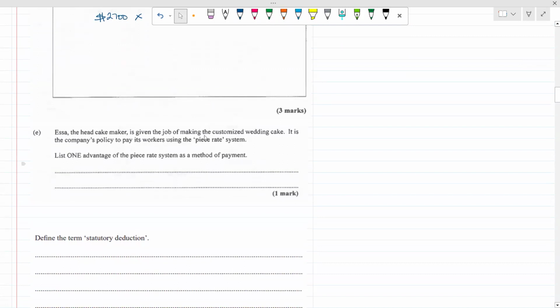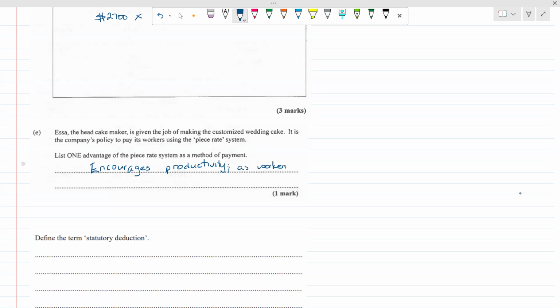Esther, the head cake maker, is given the job of making the customized wedding cake. It is the company's policy to pay its workers using the piece rate system. List one advantage of the piece rate system as a method of payment. Now, the piece rate system is a system whereby we pay workers based on the amount of units that they complete, right? The benefit of doing that is that it encourages productivity. Yes, because the more units they complete, the more they're able to earn.